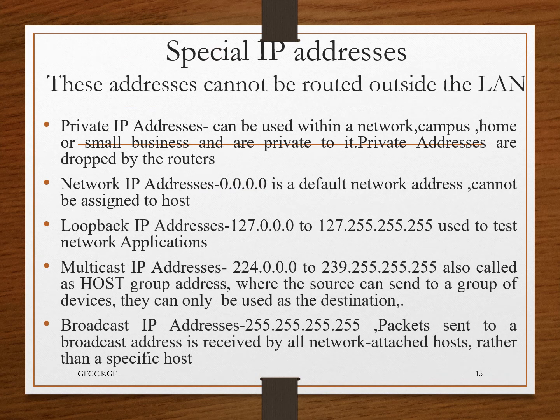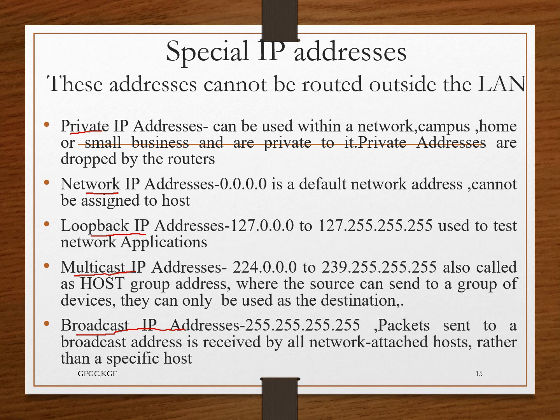Special IP addresses. There are a few reserved IPv4 address spaces which cannot be used on the internet. These addresses serve special purposes and cannot be routed outside the local area network. They are private IP addresses, network IP address, loopback IP addresses, multicast IP addresses and broadcast IP address. Coming to private IP addresses, they can be used within a network, campus, home or small business and are private to it. These addresses cannot be routed on the internet, so the packets containing these private addresses are dropped by the routers.